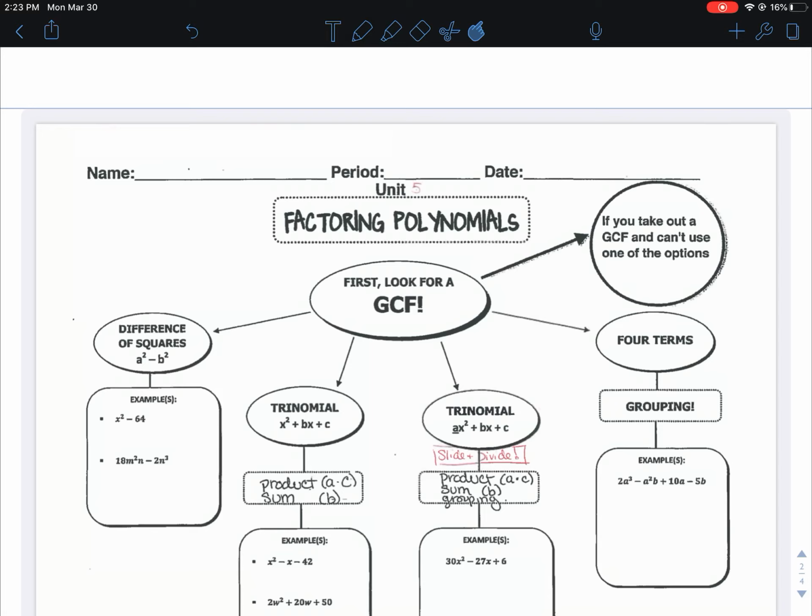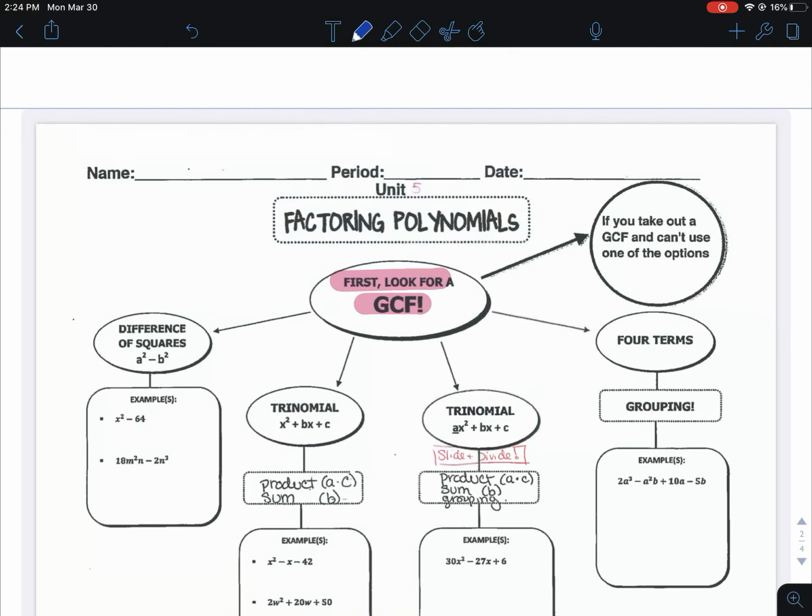So factoring polynomials, we're going to spend quite a bit of time working on this, and really what it's doing is helping us find the graph of a parabola. And these are all the different ways in this chart that we can factor polynomials. So it says in the very center, first look for a GCF. So that's what we've been working on, remember, so that's our greatest common factor.